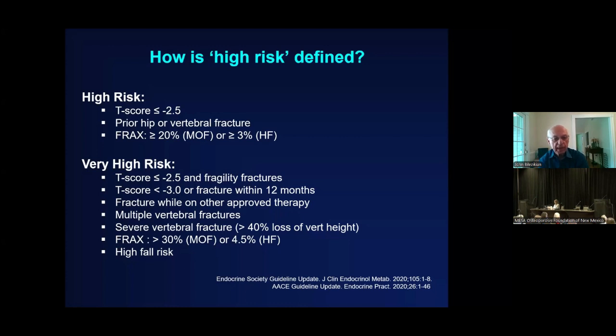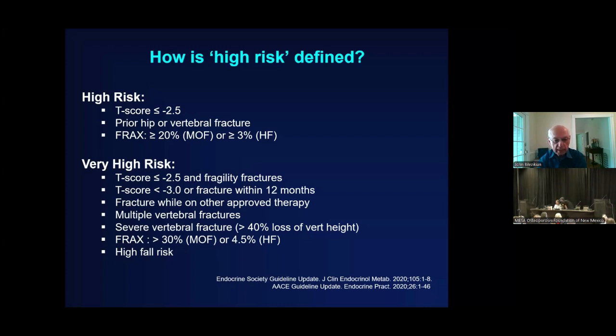The T-score of less than minus 2.5 was actually established in part because the prospective risk of a fracture in someone whose T-score is less than minus 2.5 over a 30-year period is very significant, like about 50%. We all know that a prior hip or vertebral fracture defines high risk, and we know by FRAX that one of the cut points of 20% for any major osteoporotic fracture or 3% for a hip fracture. These are, by definition, high risk.